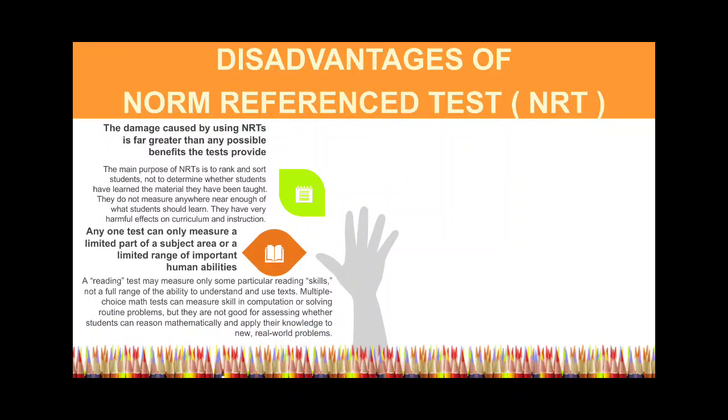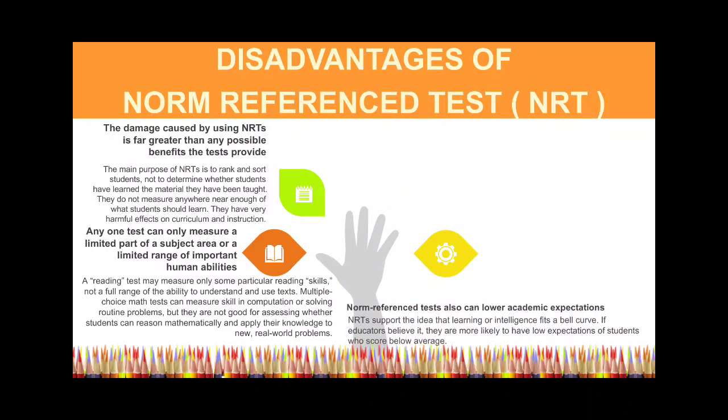Second, any one test can only measure a limited part of a subject area or a limited range of important human abilities. So, a reading test may measure only some particular reading skills, not a full range of the ability to understand and use text. The same goes for the multiple choice math test that can measure skill in computation or solving routine problems, but they are not good for assessing whether students can reason mathematically and apply their knowledge to new real world problems.